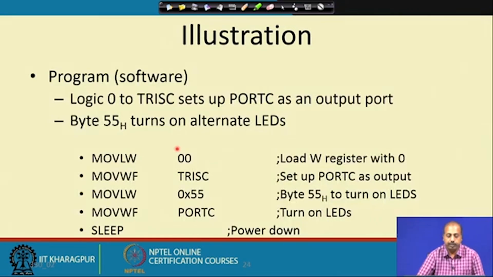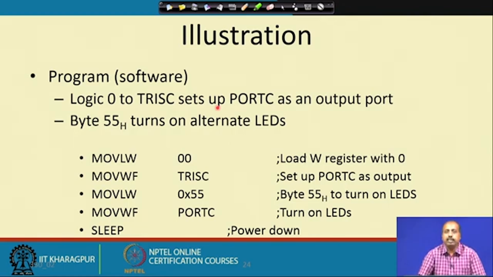For the software side, first we write logic 0 to the TRISC register for configuring port C as an output port, and then we will move 55 hex to light alternate LEDs. How do we do this? MOVLW 00, so the W register is loaded with the immediate word 0, and then MOVWF TRISC. This will set port C as output port. And after that I can put the byte 55 hex onto port C.